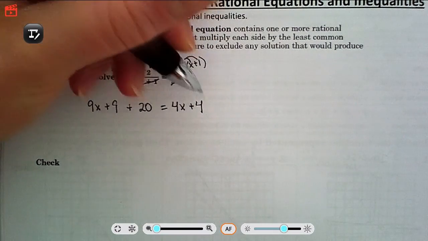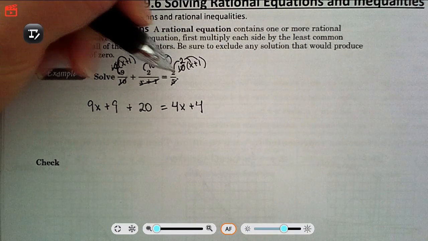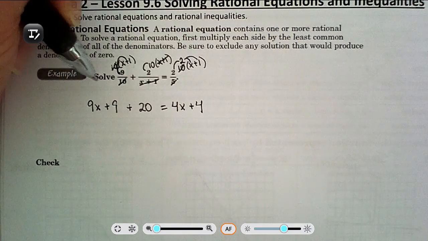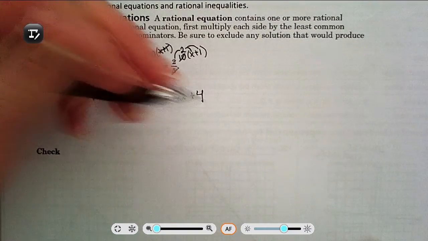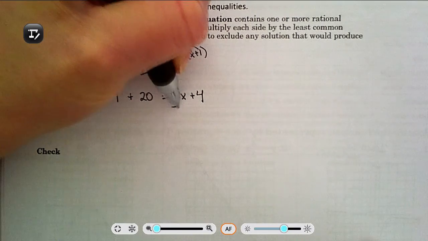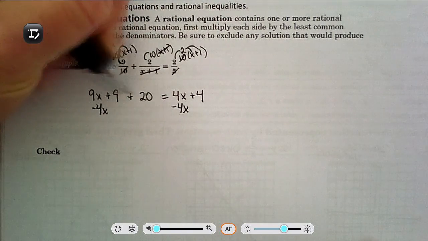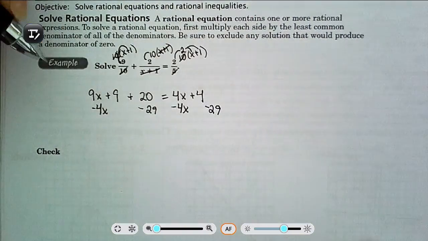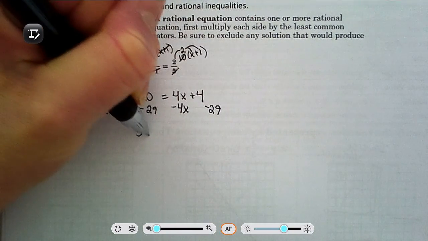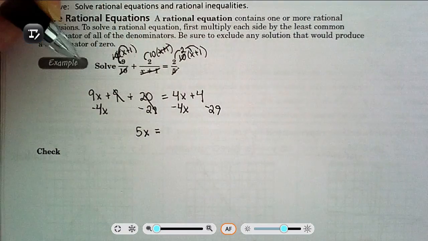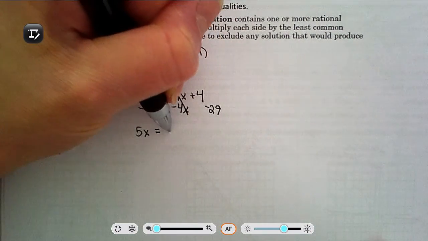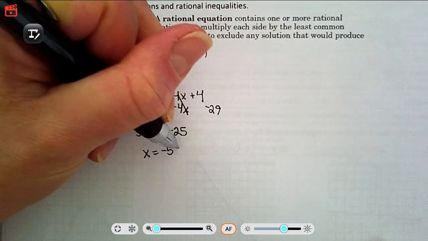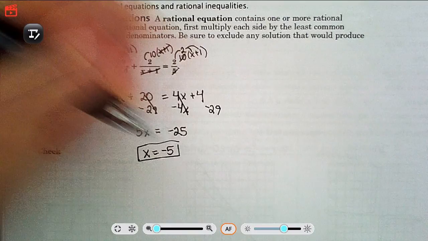Now this, to me, looks so much simpler to work with than the original did. I love not seeing those binomials in the denominator and the fractional 10 and 5 down there. Now there's no denominators. I feel free as a bird. Go ahead and subtract 4x. Combine like terms to 29, and I'm going to subtract 29 to move my constants to the right. 9x minus 4x is 5x. 4 minus 29 is negative 25. Divide by 5, x equals negative 5. All right, box it up, and now let's check.